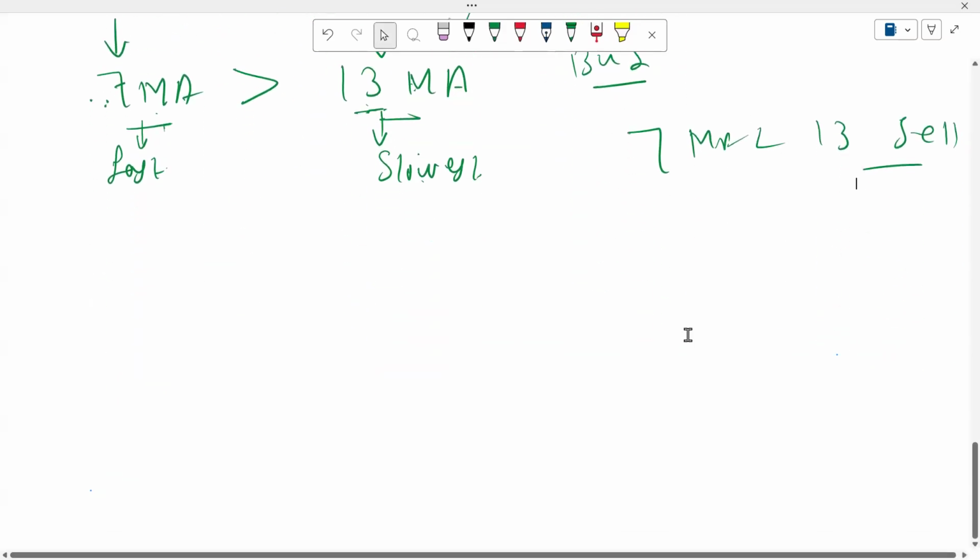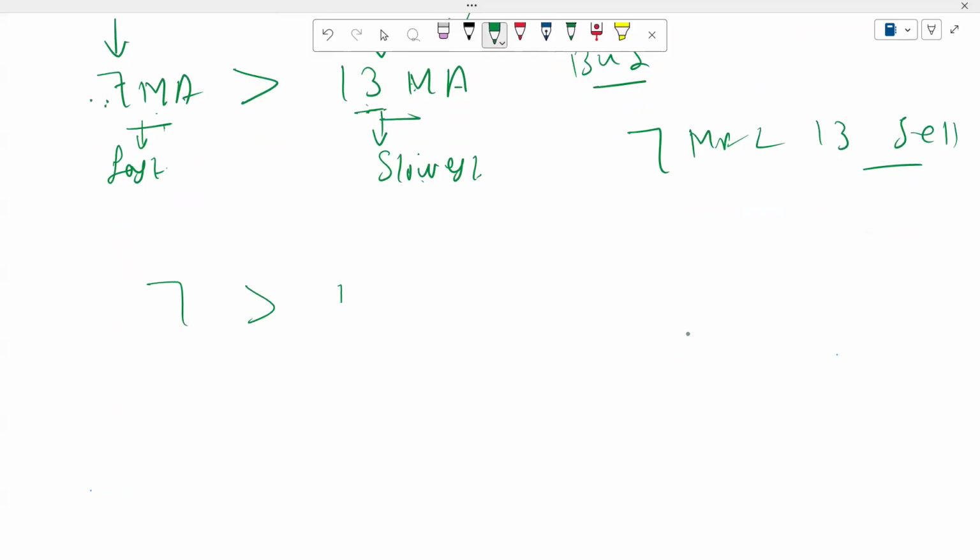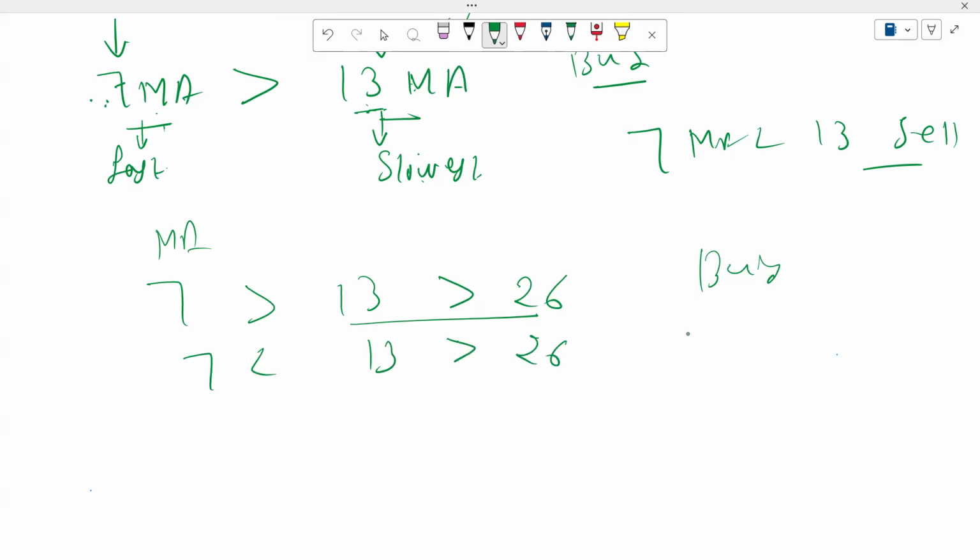So for double confirmation, I will also put the 7, 13 and 26. Okay. If the 7 period moving average is crossing both, this will be my buy point. Okay. And if it is crossing below both, this will be my sell point.